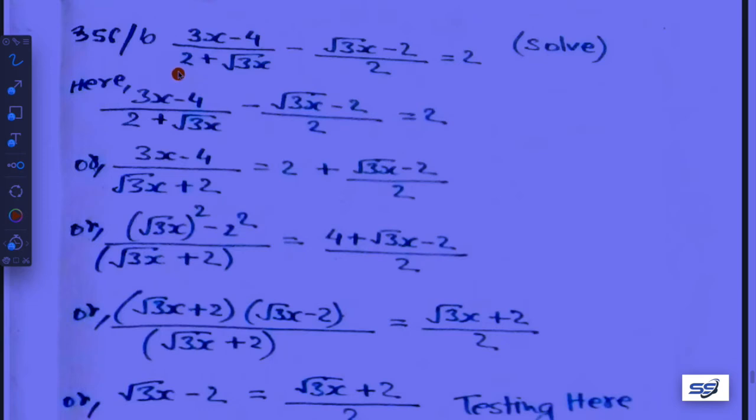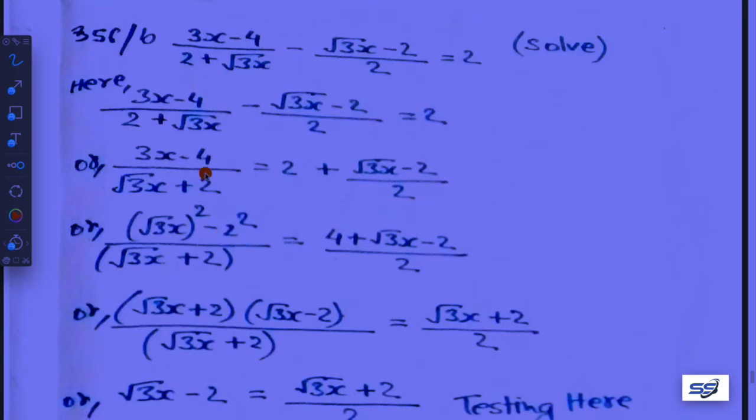Problem 35 6B: (3x minus 4) whole upon (2 plus root 3x) minus (root 3x minus 2) whole upon 2 equals 2. Solve this equation. Now, solving this equation, we shall get the value of x. See here, (3x minus 4) whole upon (2 plus root 3x) minus (root 3x minus 2) whole upon 2 equals 2, or (3x minus 4) whole upon root 3x plus 2 equals 2 plus (root 3x minus 2) whole upon 2.